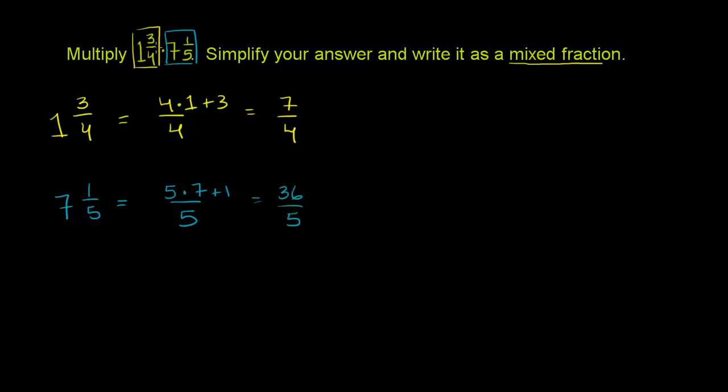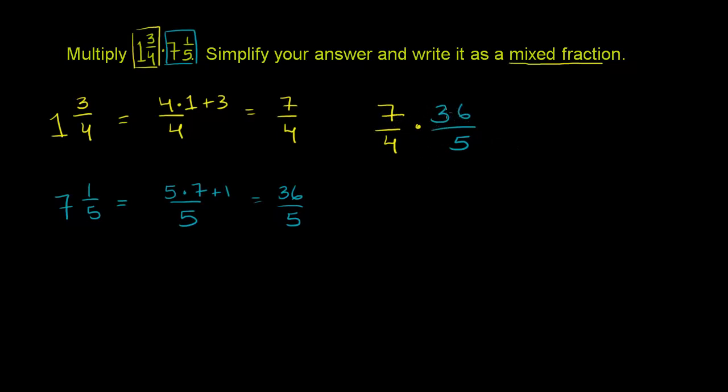So this product is the exact same thing as taking the product of 7 over 4 times 36 over 5. And we could multiply it out right now. Take the 7 times 36 is our new numerator. 4 times 5 is our new denominator. But that'll give us large numbers. I can't multiply 7 and 36 in my head, or I can't do it too easily. So let's see if we can simplify this first.